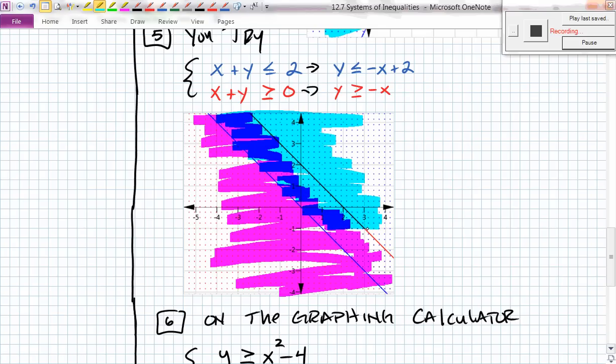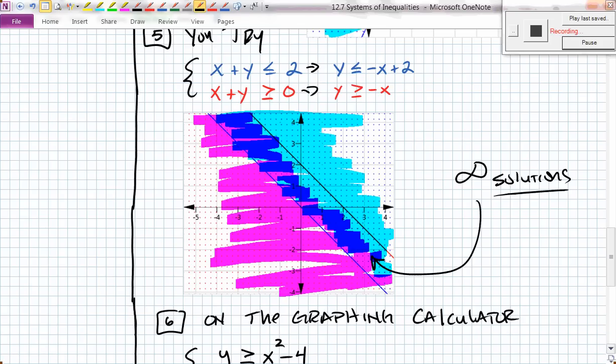Okay, so what we're looking at is an infinite amount of solutions in between those parallel lines. One thing I want you to take away, the difference between inequalities and equations for systems: in systems of inequalities, you can have parallel lines and still have solutions. But if you had parallel lines for equations, there would be no solution because there would be no common points. So that's the difference between the two.